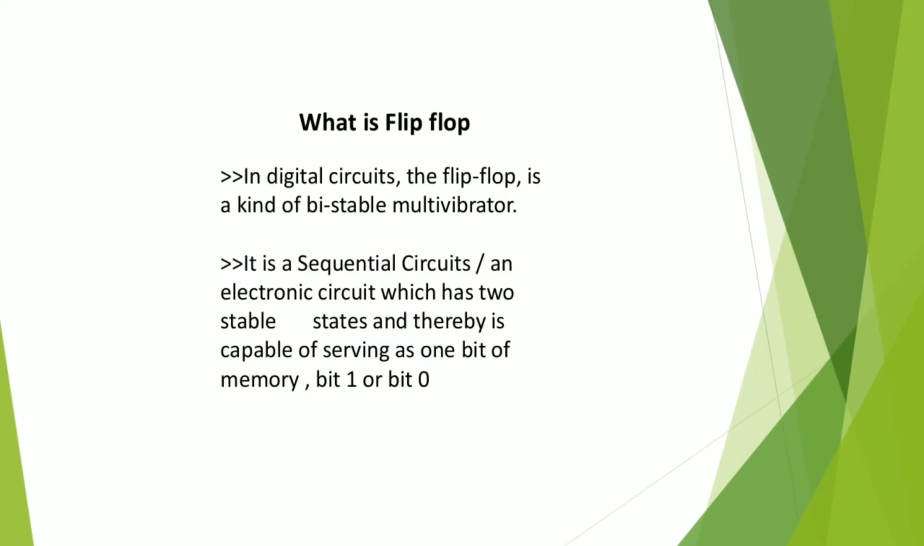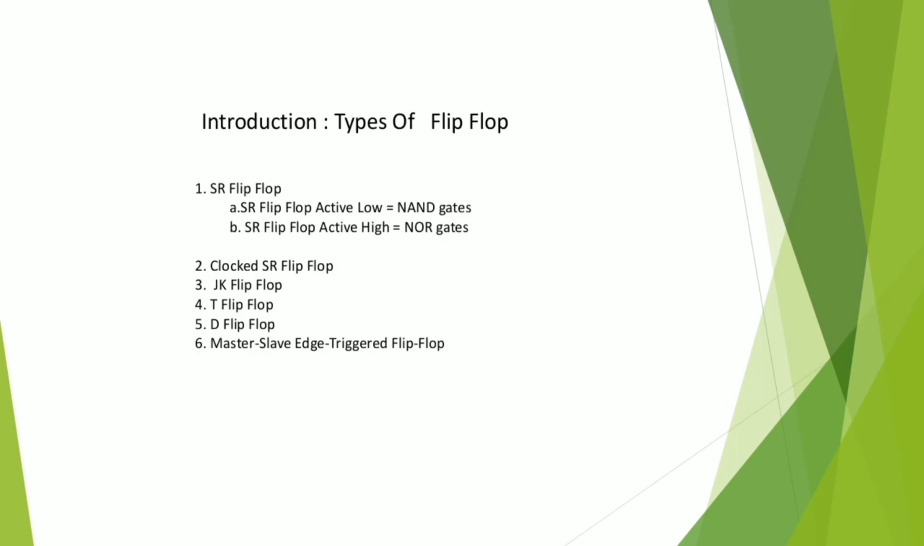After this introduction to the conversion of number and code systems, we'll go to what a flip-flop is. A flip-flop is a kind of bistable multivibrator, and it is a sequential circuit which gives outputs in the form of 1 or 0 that are complements of each other, denoted by the variables Q and Q bar.